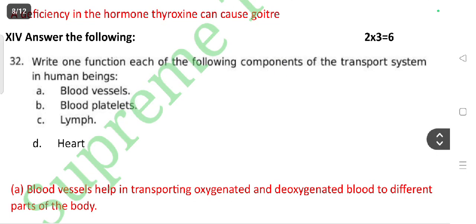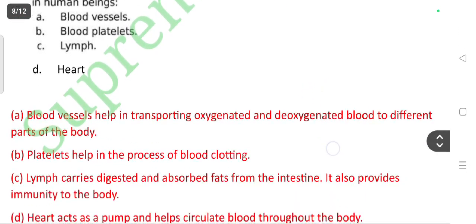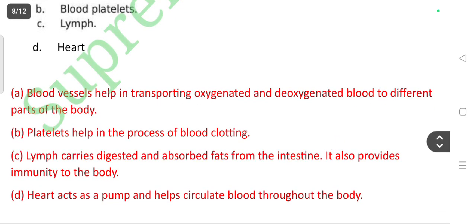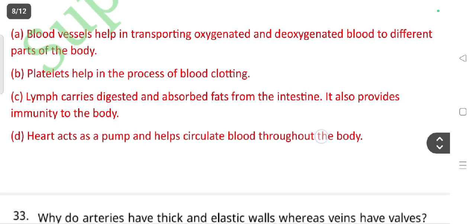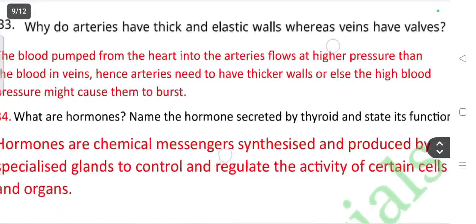Then write the function of each of the following. Blood vessel, what is the function of blood vessel? Here is the answer. Then what is the function of blood platelets? Here B is the answer. What is the function of C? Lymph. And what is the function of D? Heart. Next one, why do arteries have thick and elastic walls whereas veins have thin walls? So this is the answer. Take a screenshot if you want the answer.